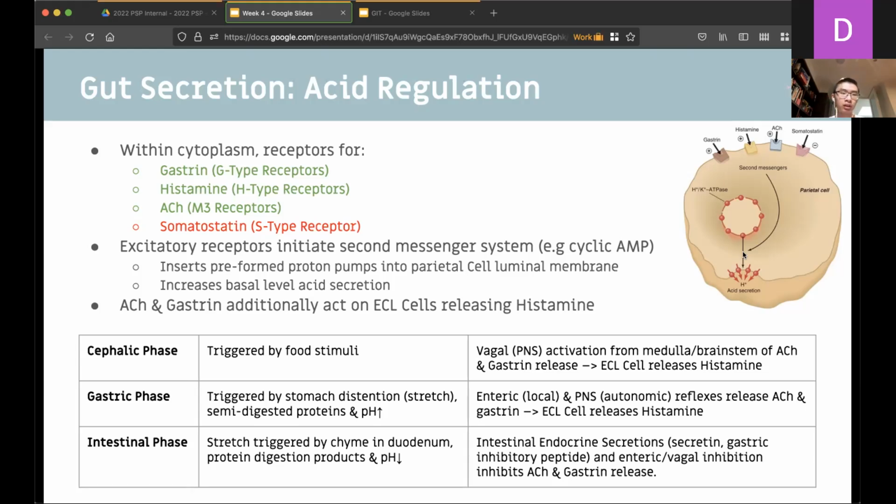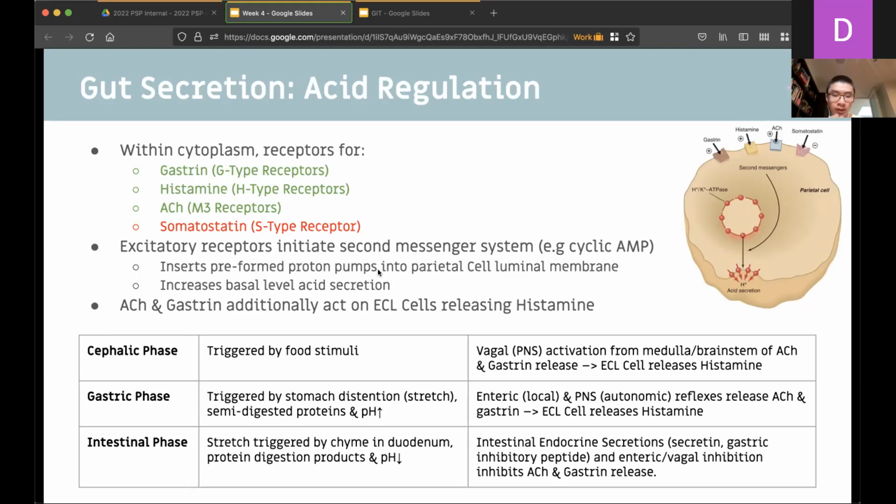Think of it as a sink. When you've only got one tap, there's only so much water you can let through. But if you add more taps, then you're getting a lot more water through. So that increases your basal level acid secretion. On top of that, the acetylcholine and gastrin secretion also acts further on the histamine cells to release more histamine as a sort of positive feedback loop, increasing acid secretion.